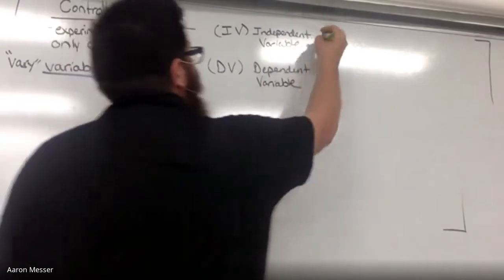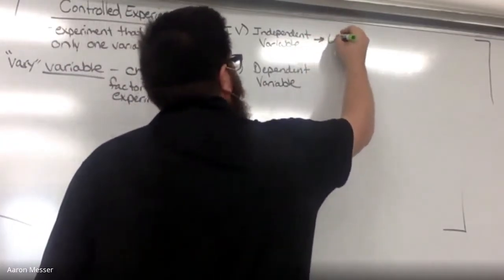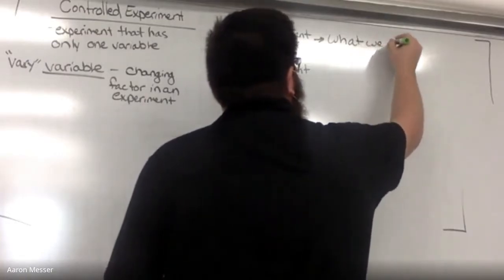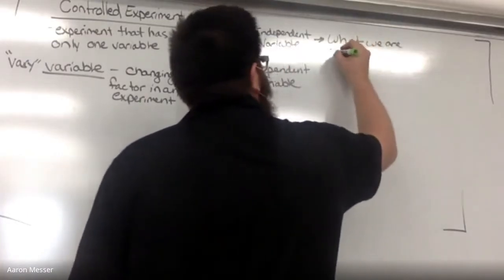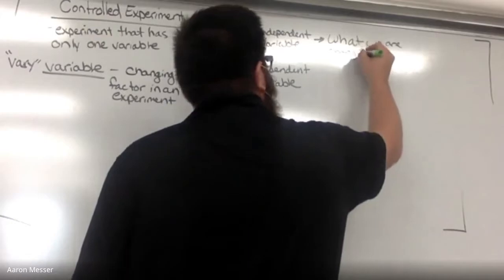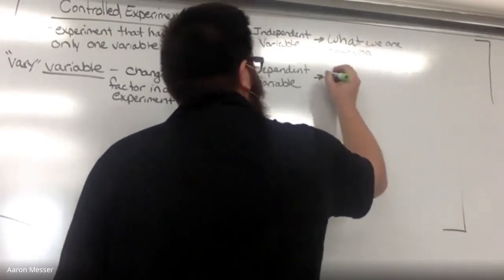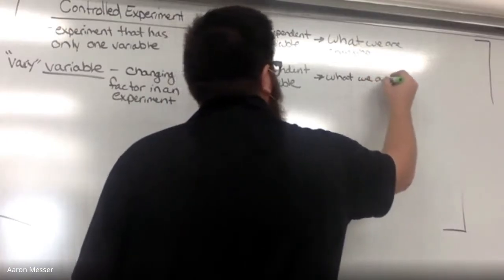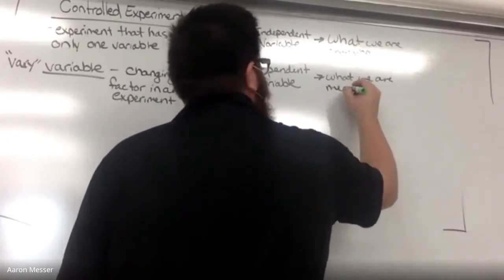Okay? The independent variable is what we are deliberately changing. What we are changing. And the dependent variable is what we are what? Yep. Measuring.